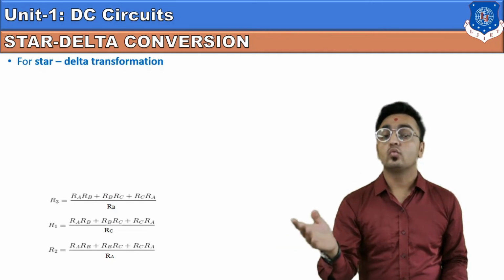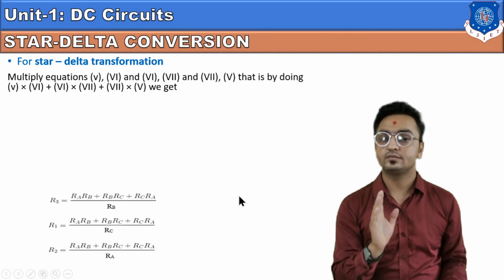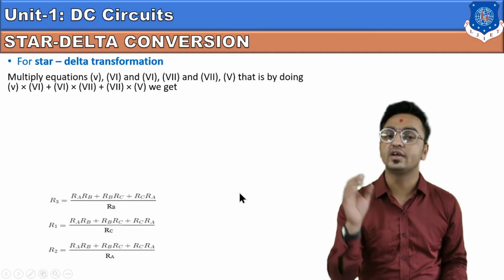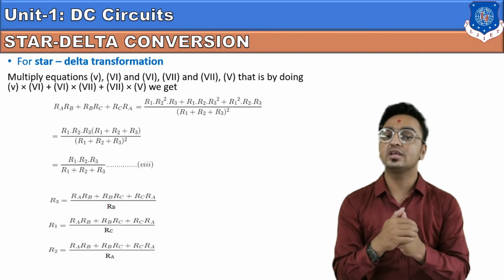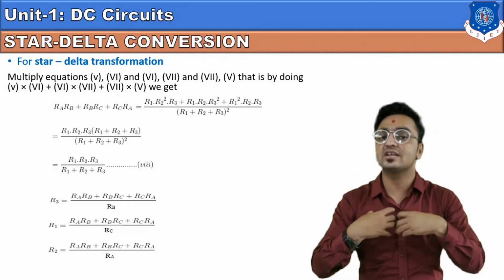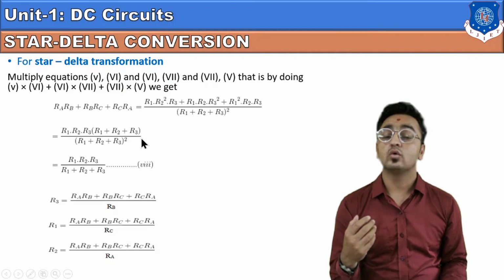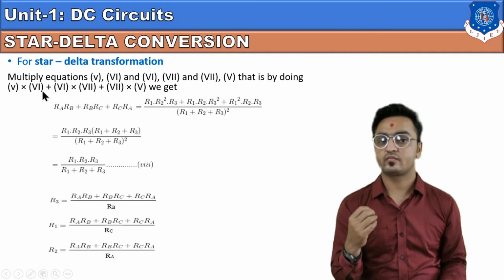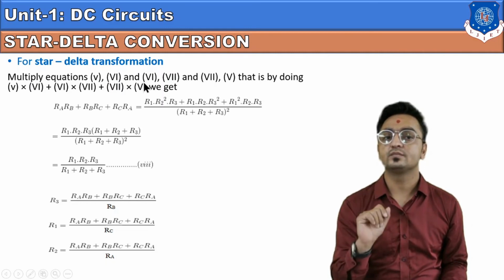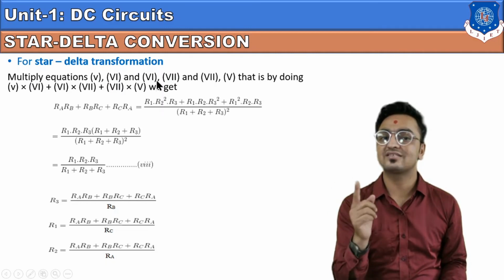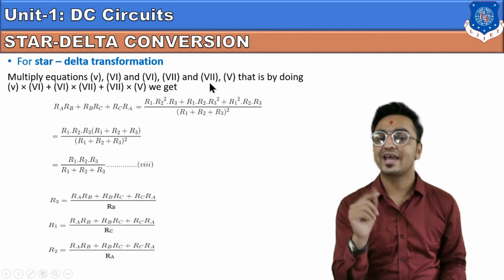Again, now we want to convert star to delta. Now how will it be converted? For that, as we derived the values of Ra, Rb and Rc, based on that we are going to find the star to delta. If we have the star and we want to convert it into delta, what we can do is multiply equations 5 and 6, then multiply equations 6 and 7, and in the same way multiply equations 7 and 5.